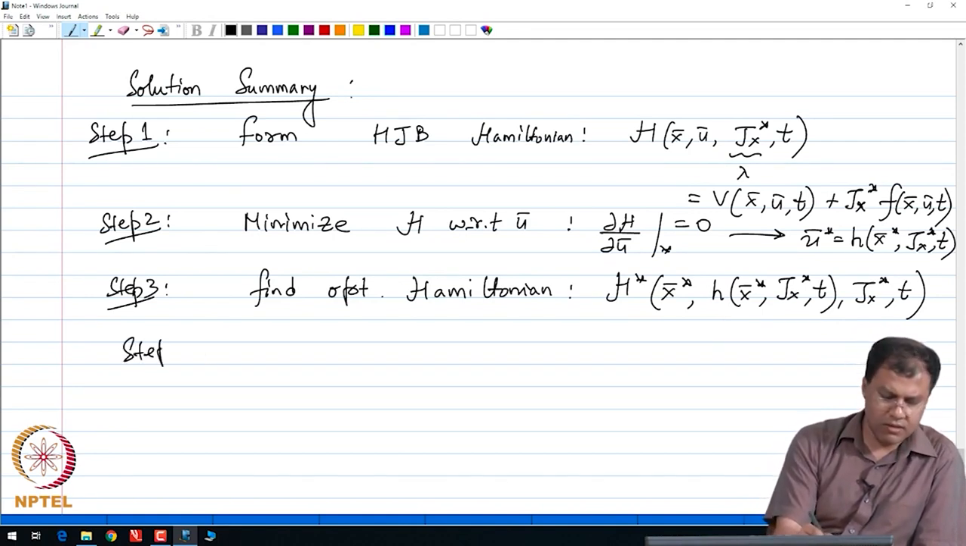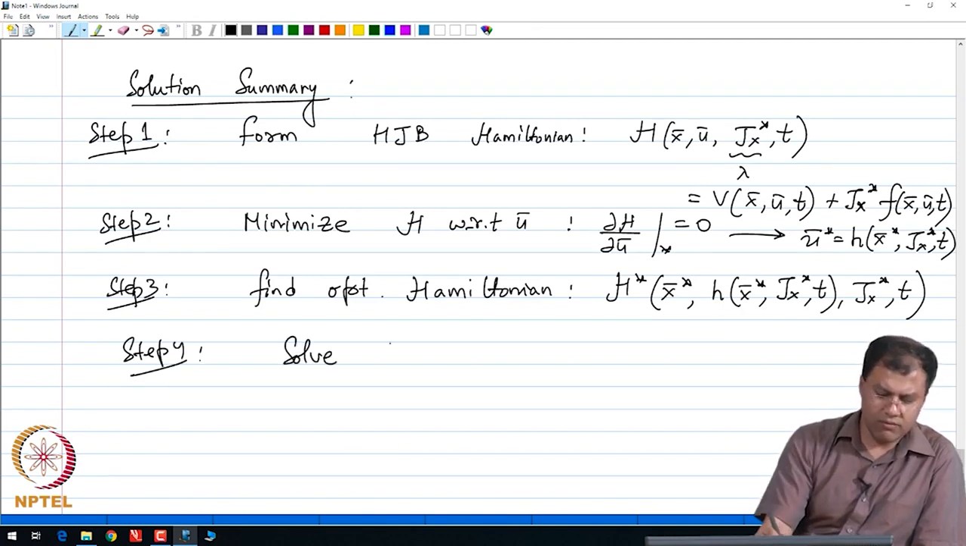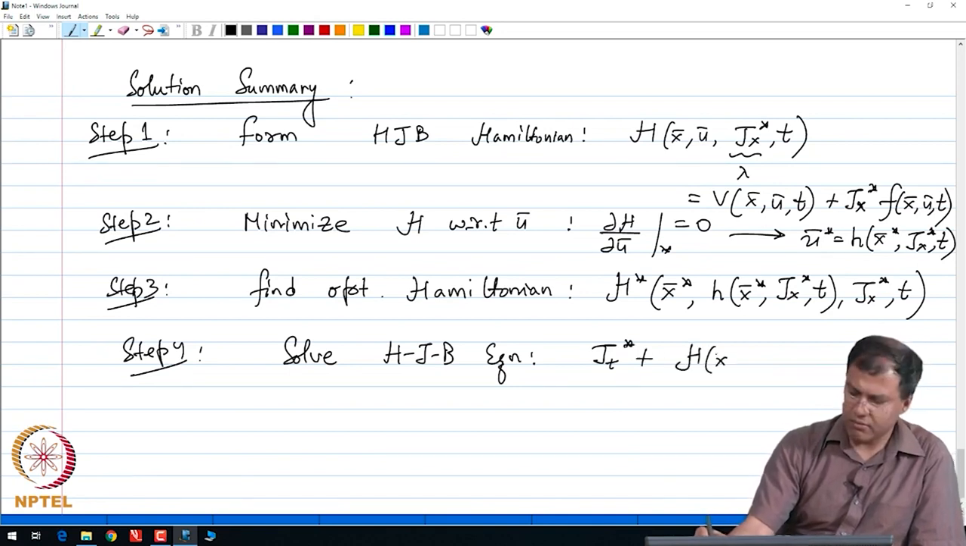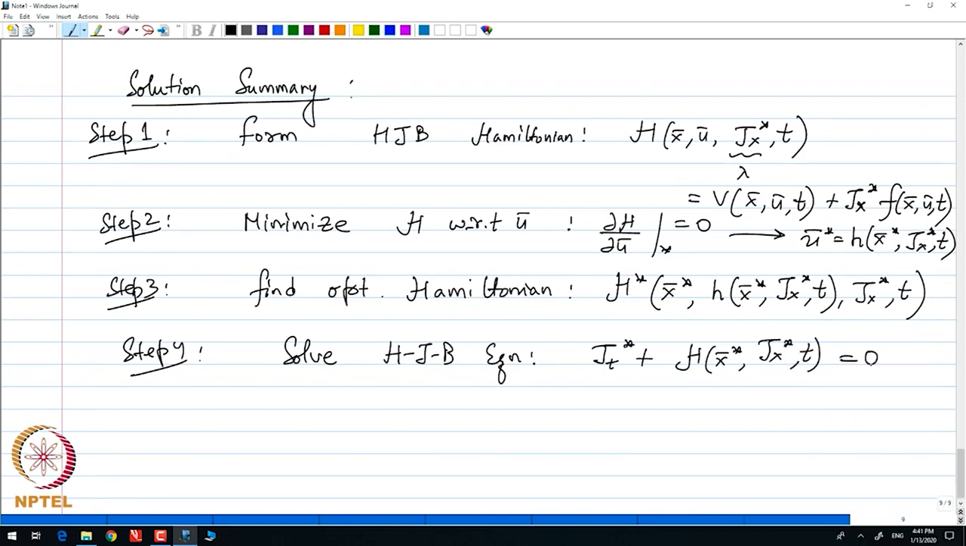So, step 4 is solve the HJB equation, which is J t star plus H of x bar star comma J x star comma t set equal to 0, and with my boundary condition, J star of x star at t_f comma t_f, which is also equal to S of x bar of t_f comma t_f. Okay. So, my HJB equation is the following with the boundary condition as shown.